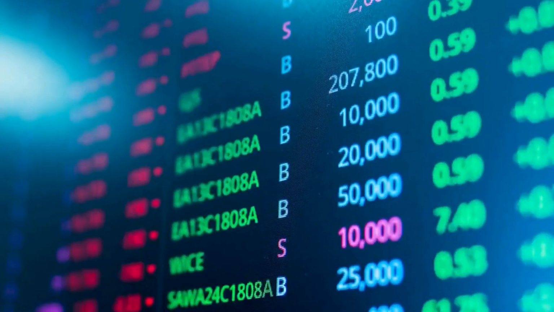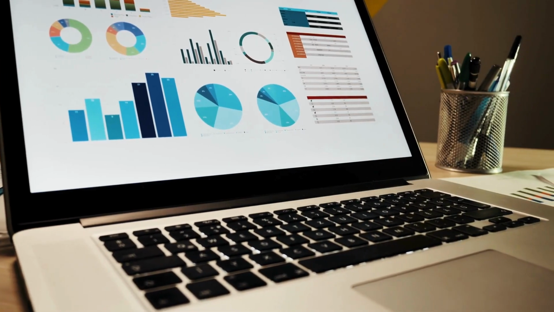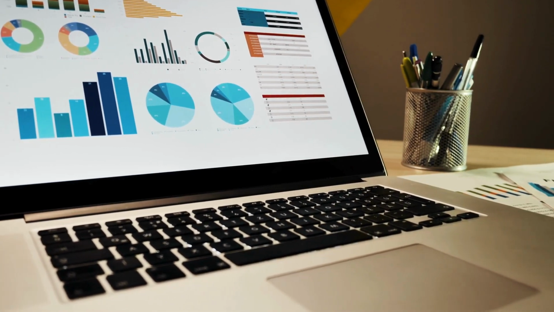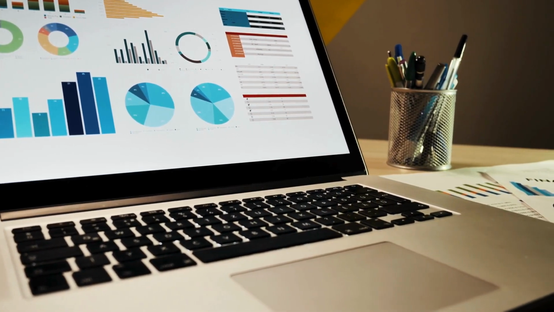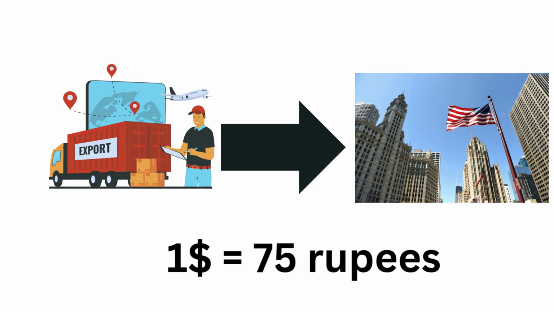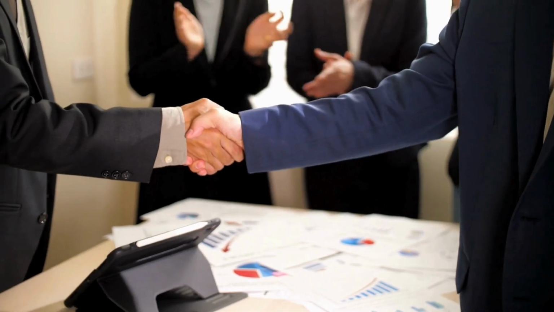Let's look at the advantages of a fixed exchange rate. Number 1. Stability for trade and investments. Businesses know exactly how much they'll pay or earn. For example, an Indian exporter shipping IT services to the US won't worry about dollar price fluctuations. They'll always receive 75 rupees per dollar. This predictability attracts foreign investors.